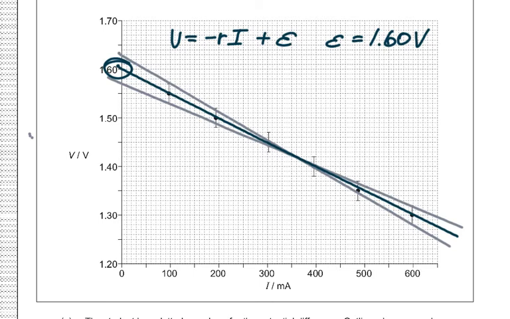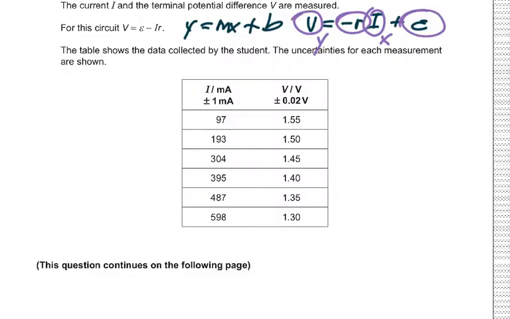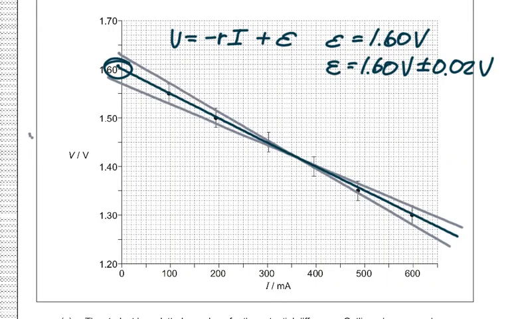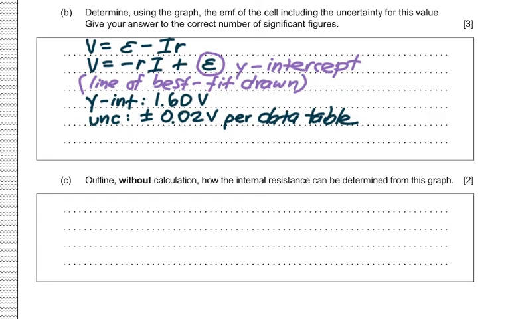The mark scheme does say that we'll accept anywhere from 1.59 to 1.61. But of course we need an uncertainty on that, so we look at the uncertainty for the voltage measurements, and it says that all of the voltages are plus or minus 0.02 volts. And here's our answer. But remember, when you're answering questions on an IB test, if you don't put it in their box, they're going to say too bad. So let's go back to the box. And there we have it.